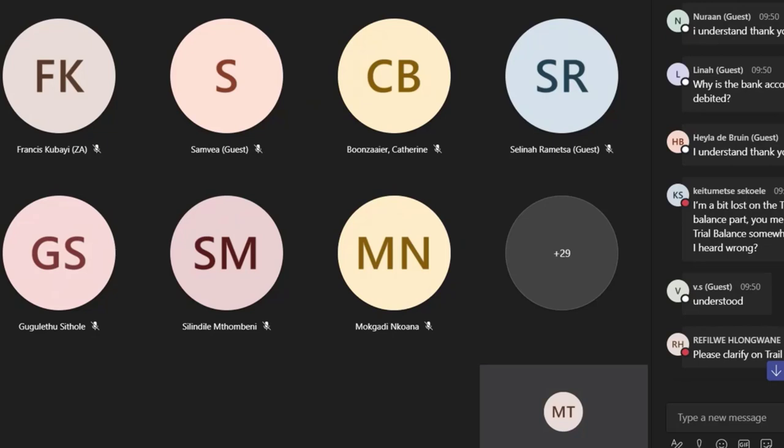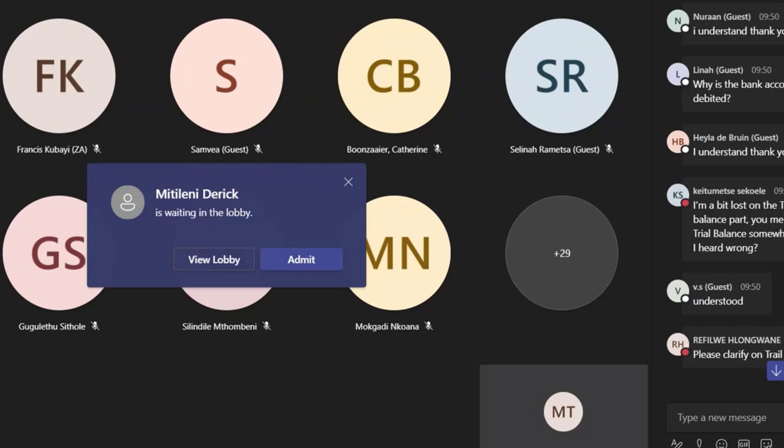So remember, before you get to the trial balance, you must have done a general ledger. The first step, remember the accounting cycle, is source document. After source document is the what? The subsidiary journal. After the subsidiary journals comes the general ledger. After the general ledger comes the trial balance. So, Refilwe, do you understand where the trial balance comes from? And Kitumetsi, do you understand where the trial balance comes from?